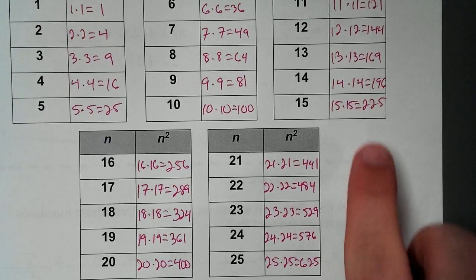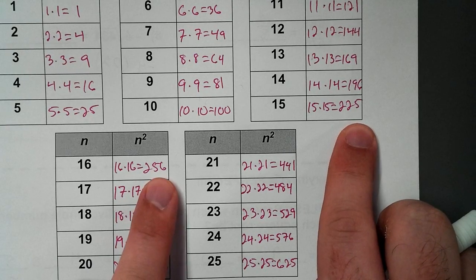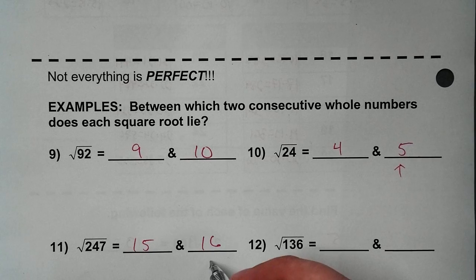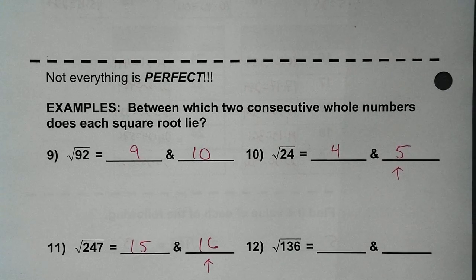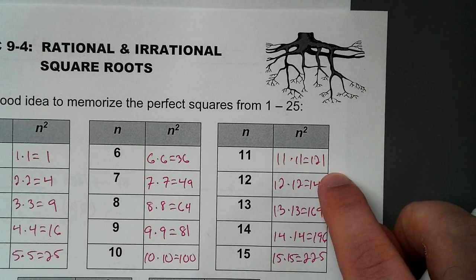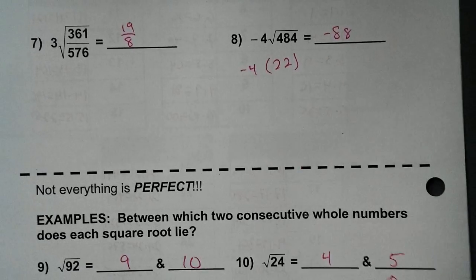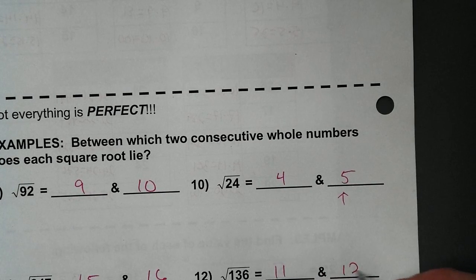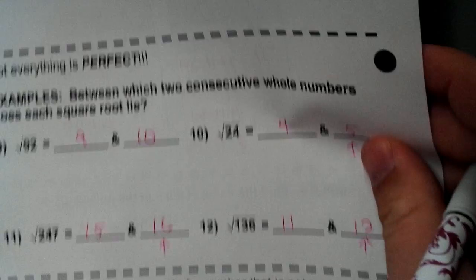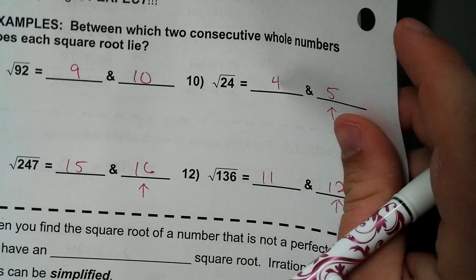Square root of 247, don't remember, so I'm going to check. 247, okay, it's bigger than 225, smaller than 256, so it's in between 15 and 16. And this one is going to be a lot closer to 16 than it is to 15. Last one, square root of 136. Let's see, that's going to be in between 11 and 12. And it's a lot closer to the 12 than it is to the 11. So that is estimating between two numbers.